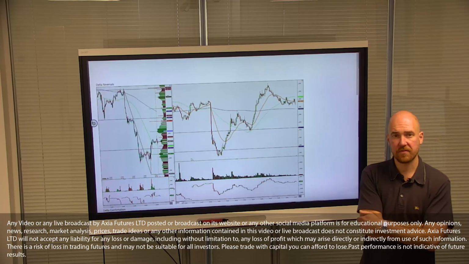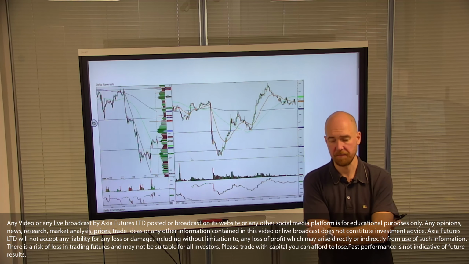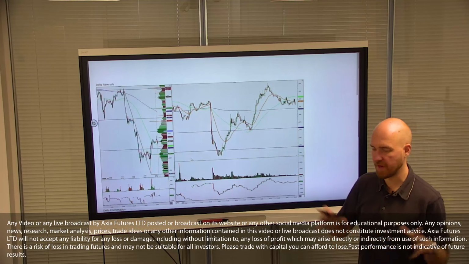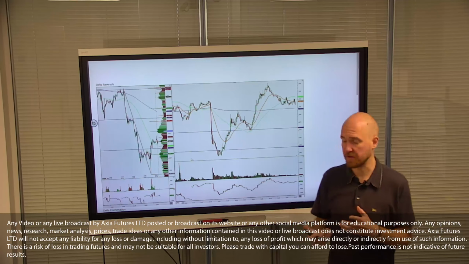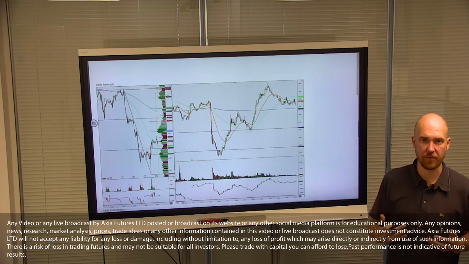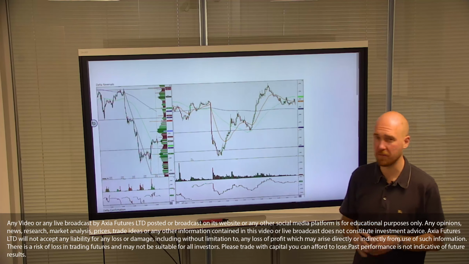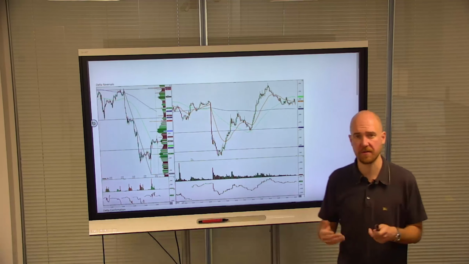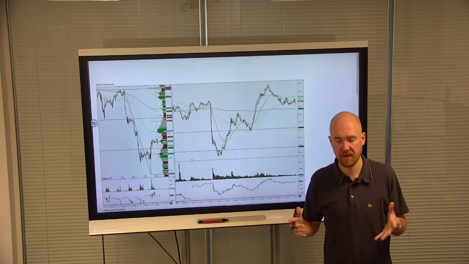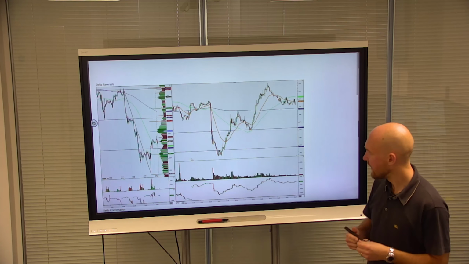Using delta, or using volume delta. For those of you who aren't too aware of what volume delta does, I'll give you a brief run through of what it does. Now I've got a couple of different examples, perhaps my two preferred ways of using it. There's numerous others, but we've only got a certain amount of time.